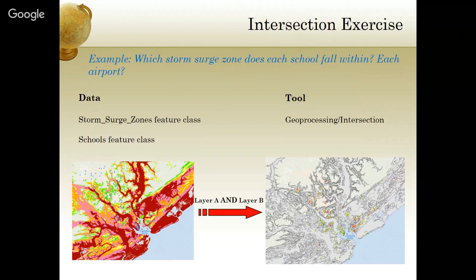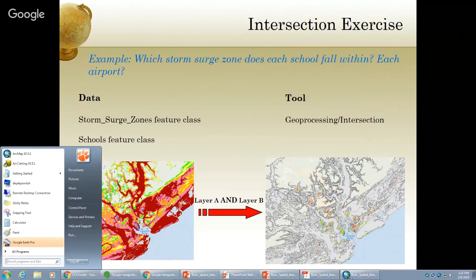So we're going to take a look at some storm surge data for South Carolina, as well as some schools. What we want to do is take a school's data set and intersect it with the storm surge zones to tell us which storm surge zone each one of these schools is within. And then we want to append that storm surge attribute information back to our schools. So we'll use the intersection tool to perform that operation. So that's our question. Let's switch back to ArcMap.